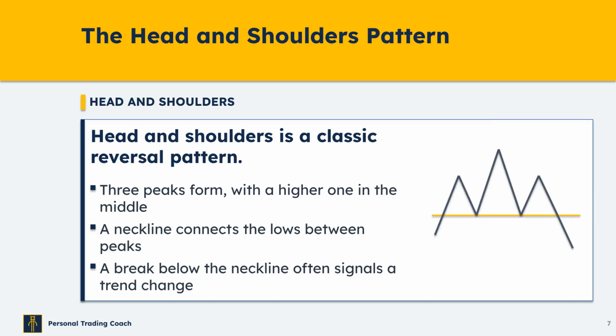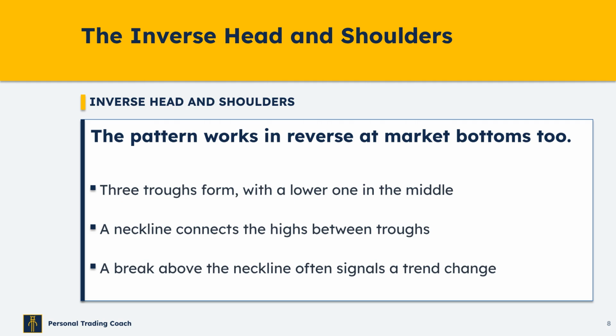The head and shoulders is a classic reversal pattern featuring three peaks, with the middle peak being the highest. A neckline connects the lows between the peaks, and a break below this neckline often signals a trend change. The inverse head and shoulders pattern works in reverse at market bottoms. It forms three troughs, with a lower one in the middle. A neckline connects the highs between the troughs, and a break above it often signals a trend change.